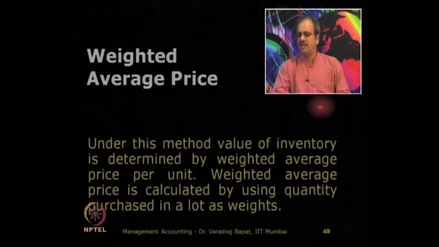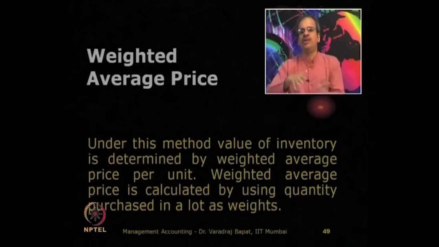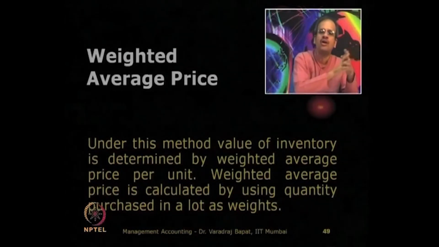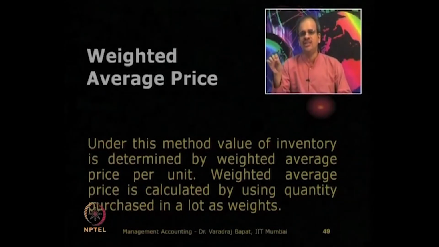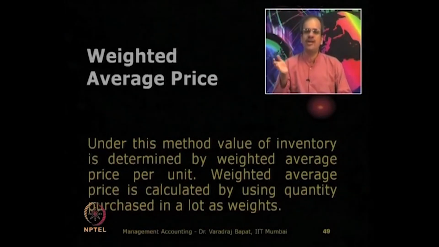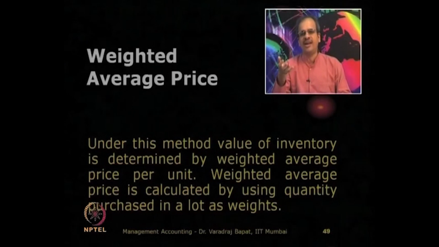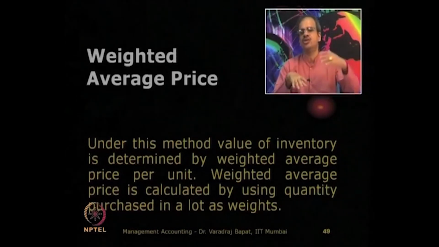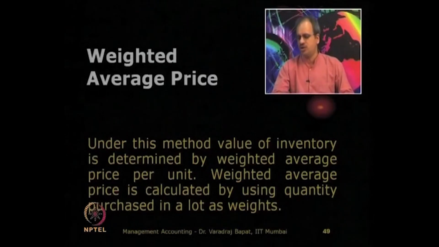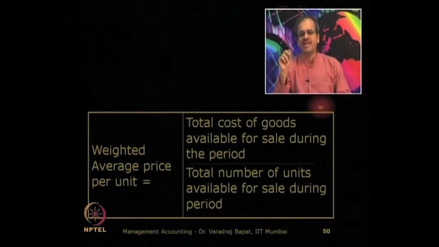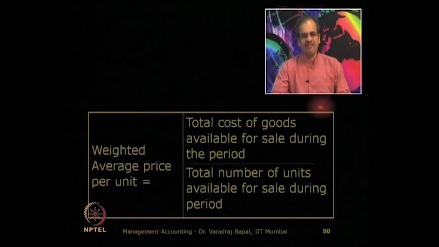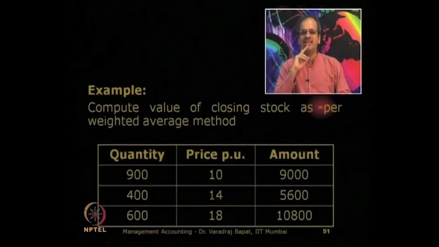Now, there is also another method which is known as weighted average. So, instead of only taking the latest stock or very old stock, in the weighted average method, the weighted average price is calculated. The quantity purchased is used as a weight, that quantity into price we use to determine the weighted average price, and then at that price the goods are issued and the same price is used for valuing the stock. So, this is the way it is calculated: the total cost of goods available divided by the total number of units available for sale during the period. This is the weighted average price per unit. You can look at the example.